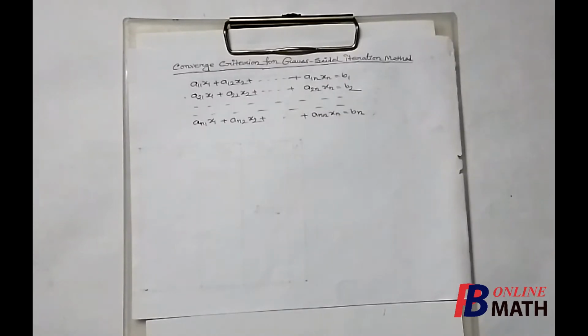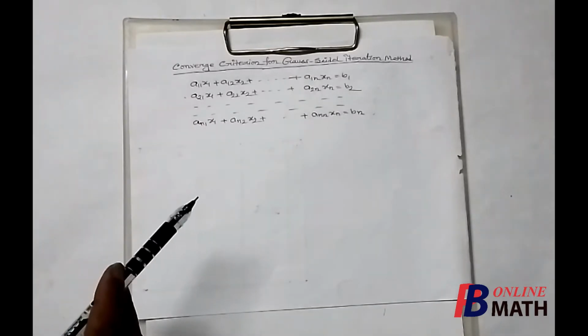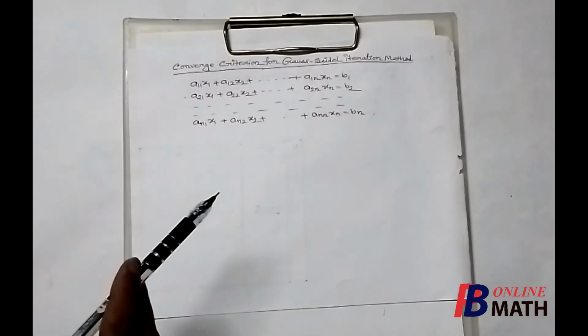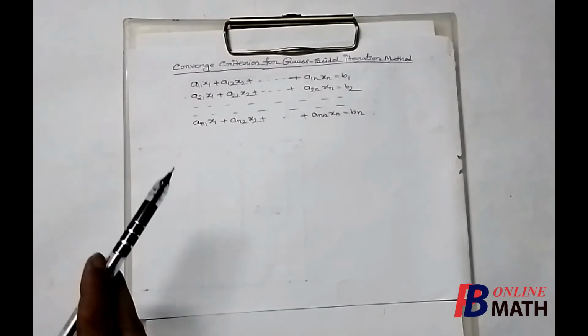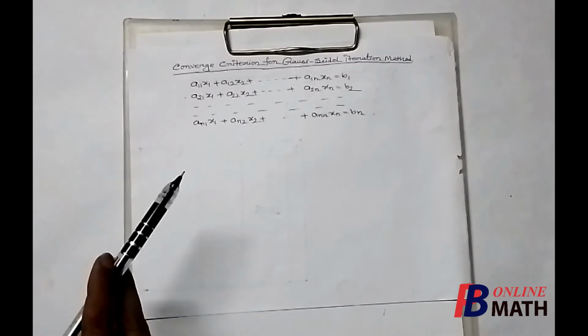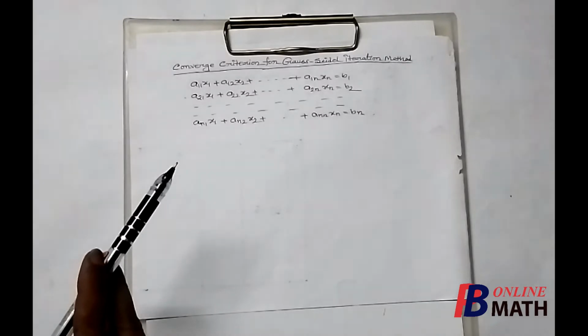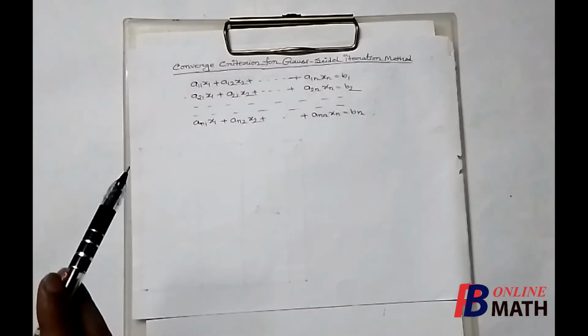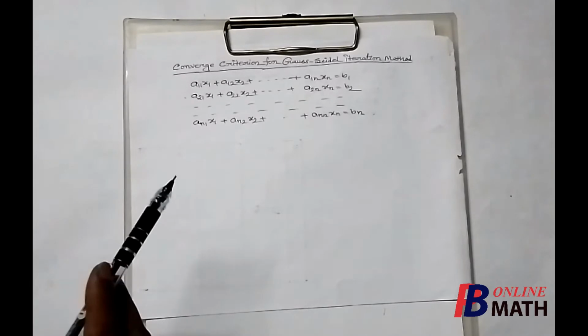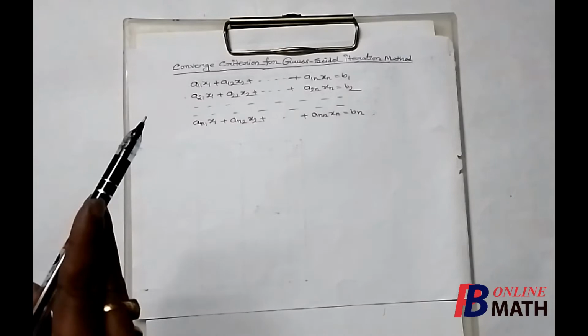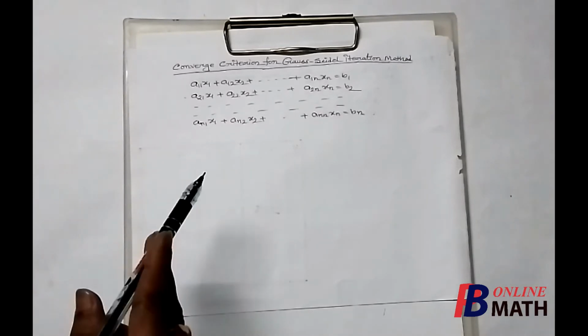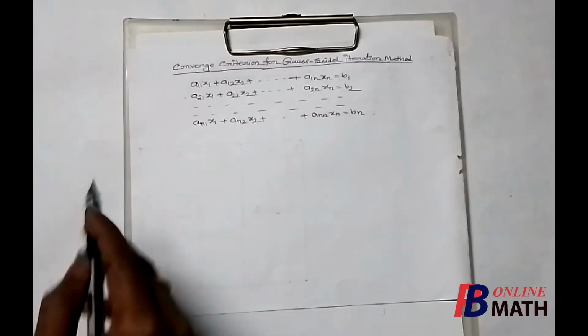As I have said, Gauss-Seidel iteration method is an iteration method. So this method may or may not converge. It depends on the equations. So the equations must satisfy some special condition so that the solution can be convergent. So let us write the conditions. Now it can be obtained that the Gauss-Seidel iteration method converges if the system of equations are diagonally dominant.